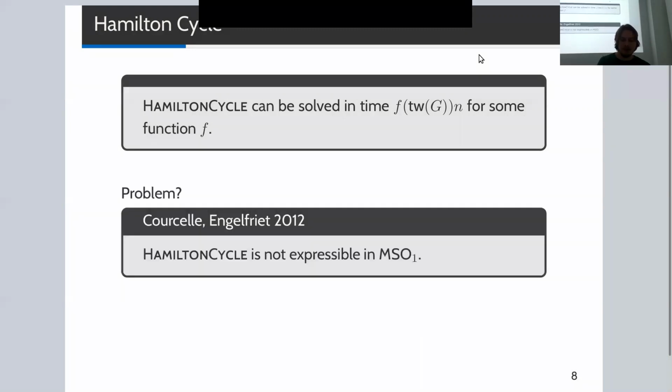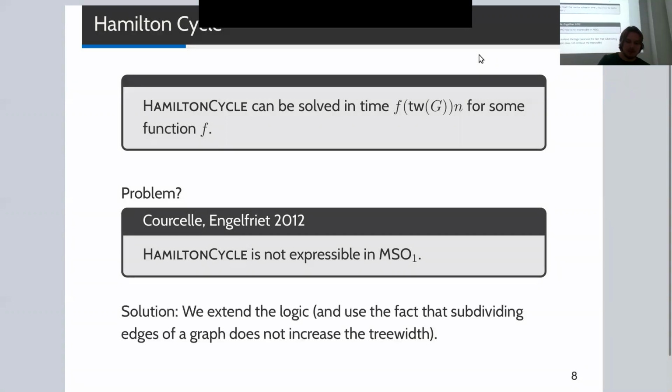Okay, so we want to find an FPT algorithm for Hamilton cycle, and we have Courcelle's theorem. And here's the bad news: Hamilton cycle cannot be expressed in MSO1 logic. But we still want to use our Courcelle theorem to solve the problem, but we cannot do it with MSO1 logic. So this is a bit of a tricky situation.